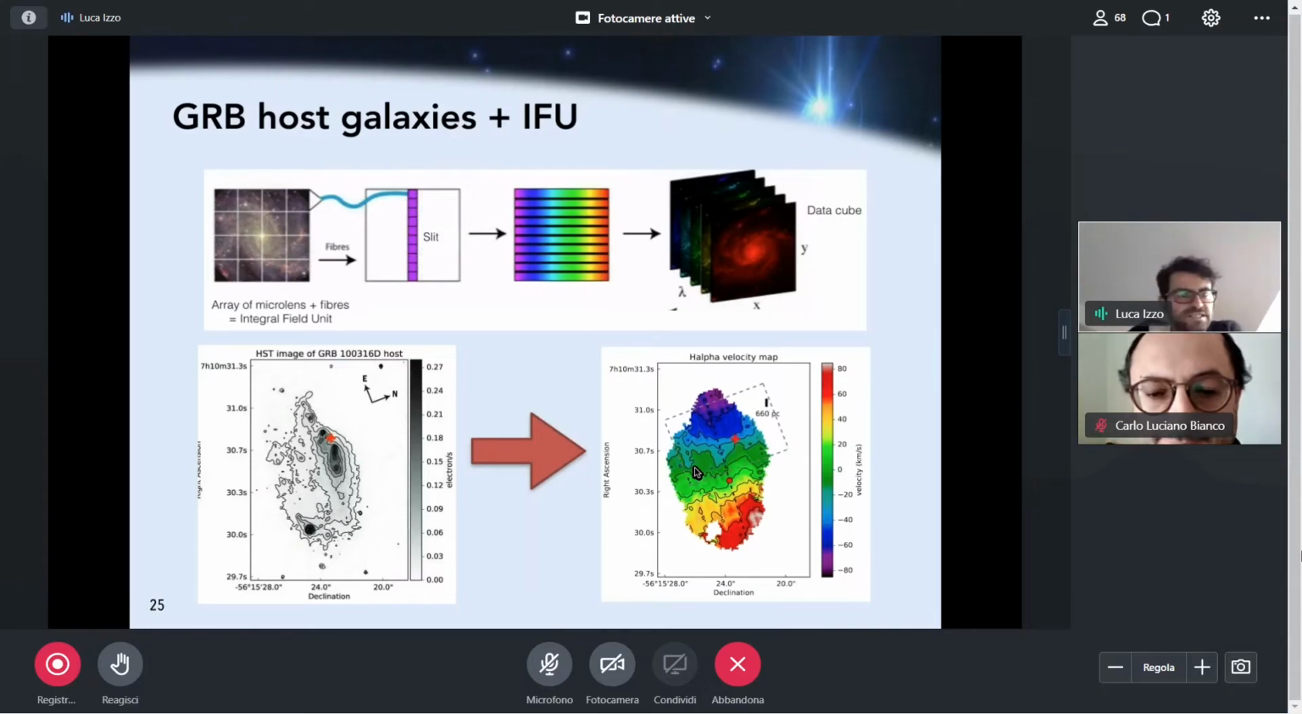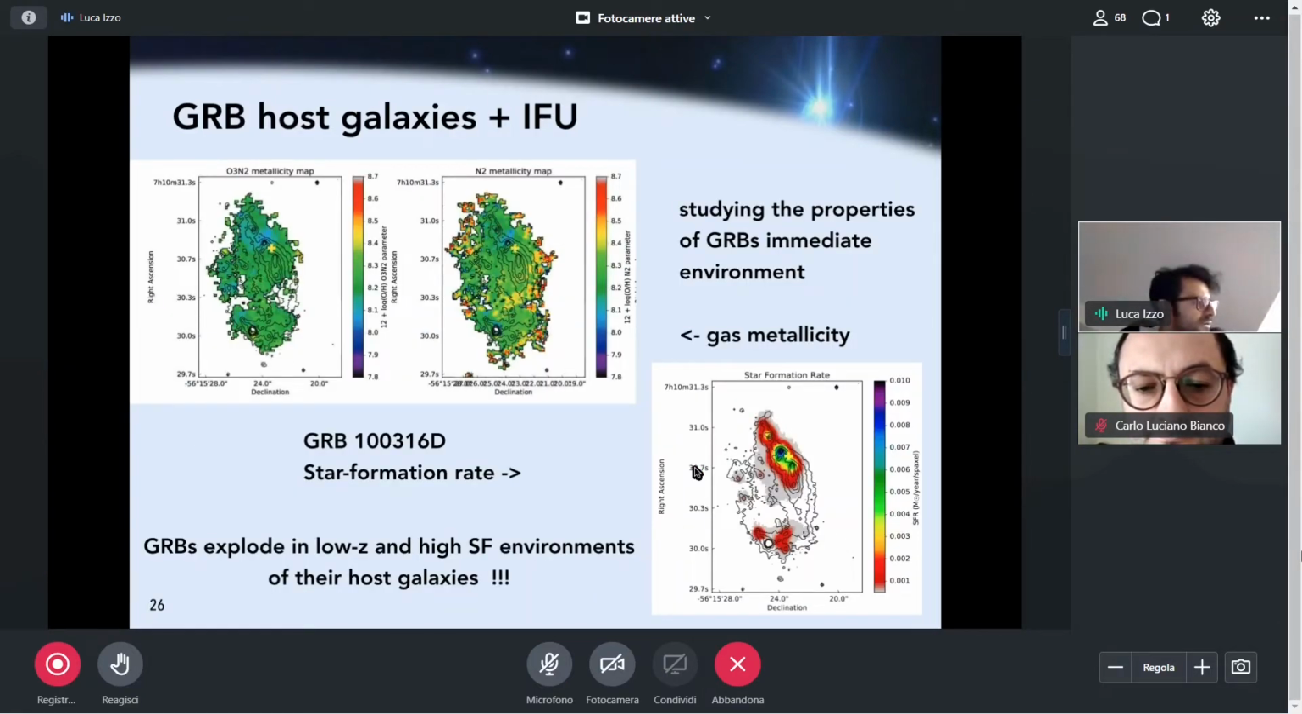So this is another almost pioneering field, since there are very few GRB host galaxies published in the literature, and now, also with the launch of the JWST telescope that will mount the NIRSpec detector, which is an IFU in the near infrared range, we can really start to do this kind of science for GRB host galaxies.